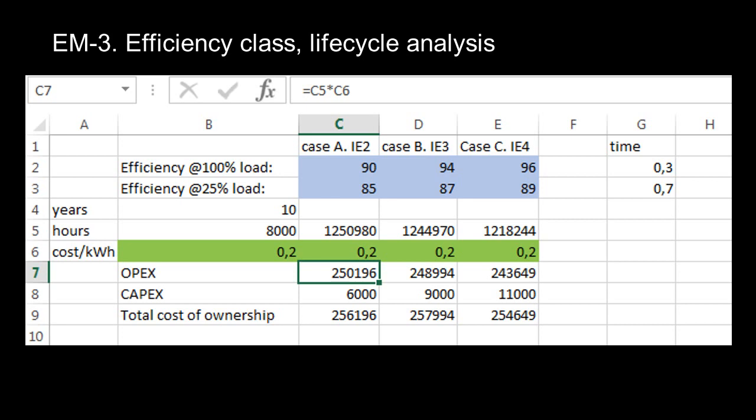CAPEX in line 8 we just get from DriveConstructor. This is the cost of motor. You will find it in the report. And then finally in line number 9, total cost of ownership is made by summing up OPEX and CAPEX numbers.